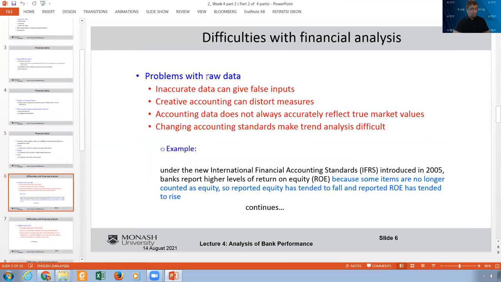So we also have problems with data. Even if we have this interpretation, we have a problem with data. The problem with data is that if we have inaccurate data, which means false inputs, we can also have a false output. So we always have this creative accounting that can distort measures, which means we always have these different and new standards in accounting that can give different dictation between one year and the other year.